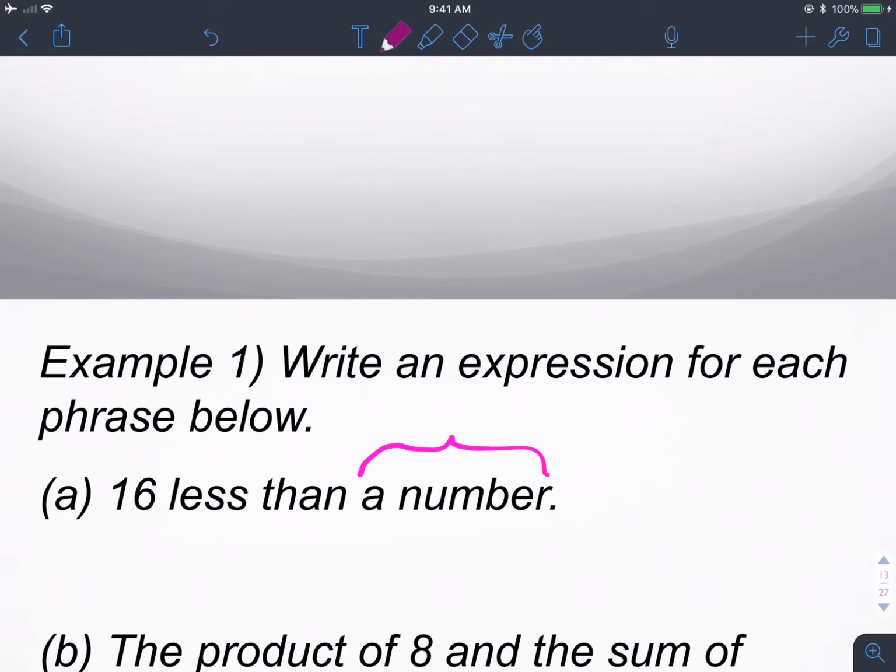We kind of saw this before, right? 16 less than a number. So x minus 16? Right. Notice that the x comes first.